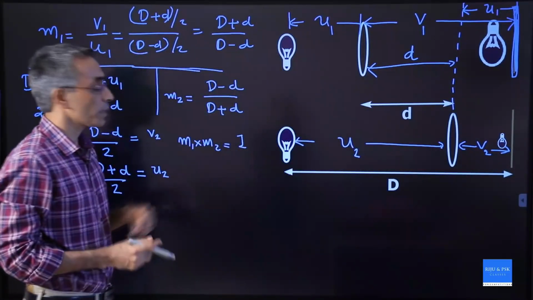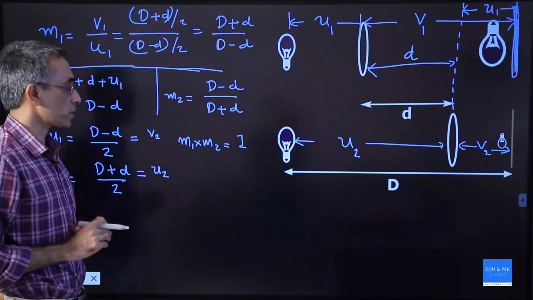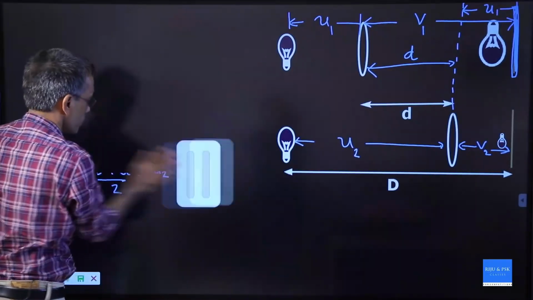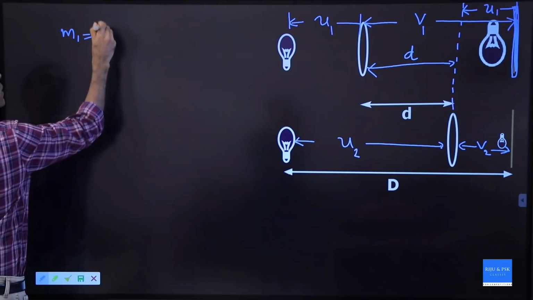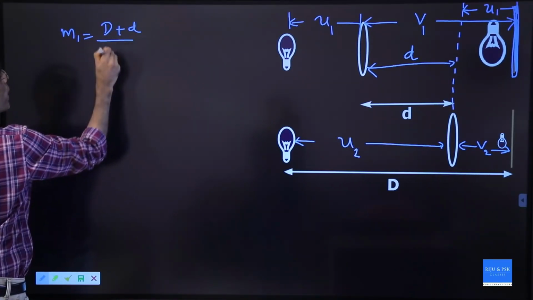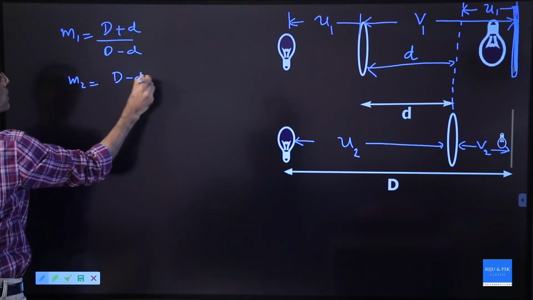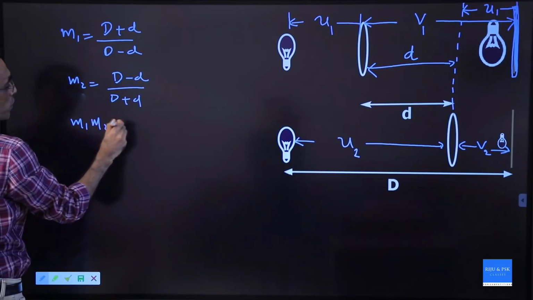The product of these images is equal to 1. So, this is all very special about the displacement method. Fine. Now, let us come back to what is required. To tell you briefly, m1 is (D plus d) by (D minus d), m2 is (D minus d) by (D plus d), m1 into m2 equal to 1.